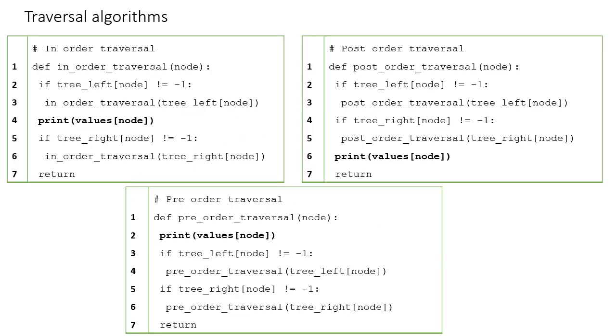Now I'm going to just quickly look at the comparison between the three algorithms. They look really similar. The main difference is where we place the output. So the print statement, you can see in the in-order traversal, is between the two recursive calls to in-order traversal. So the output is between the recursive calls. For post-order traversal, the output is after both recursive calls.